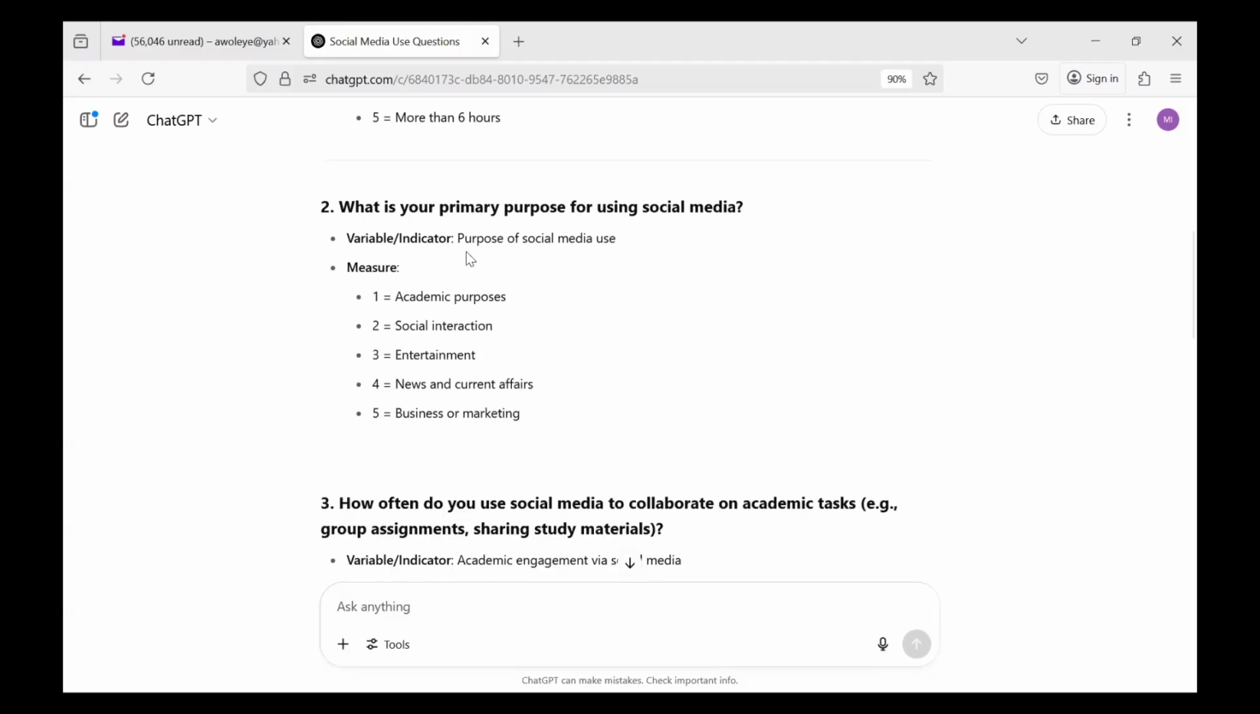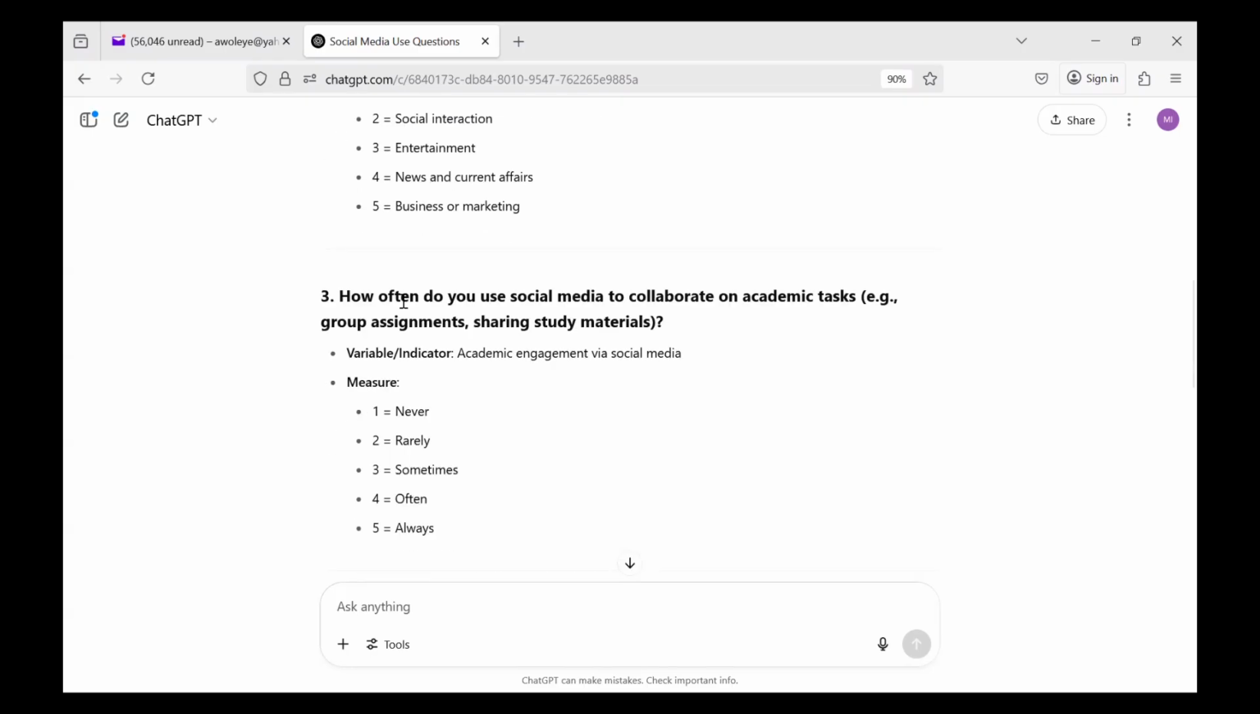And then look at this. What is your primary purpose for using social media? The indicator is purpose of social media use. For academic purposes, social interaction, entertainment, news and current affairs, business or market. What do you have to say about it? What is the type of measure here? Nominal. It's nominal, fantastic, excellent. Because whether you pick academic purpose or using it for entertainment, no one is greater than the other. Don't worry yourself about the numbering of the AI, but look at the measure itself. I'm going to ask you to rearrange this, to recompute this. You are going to see it thereafter.